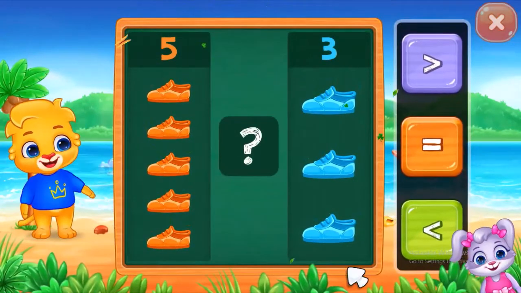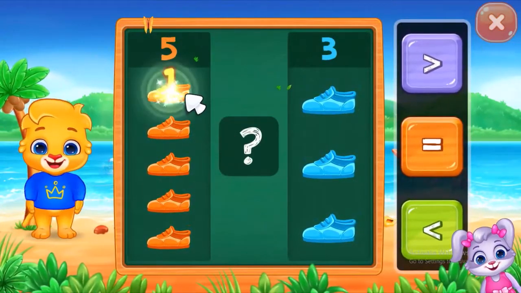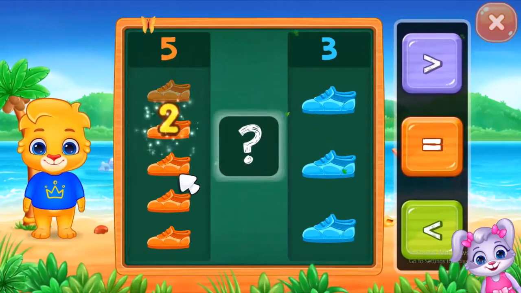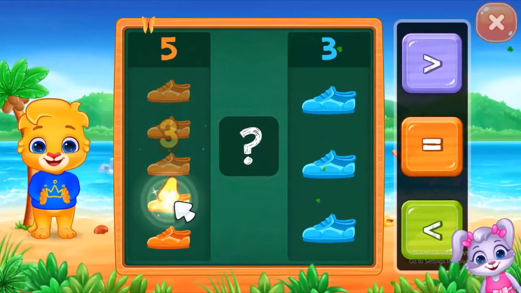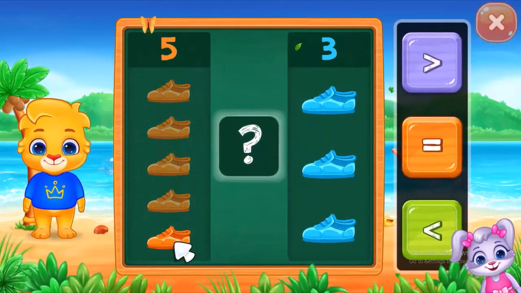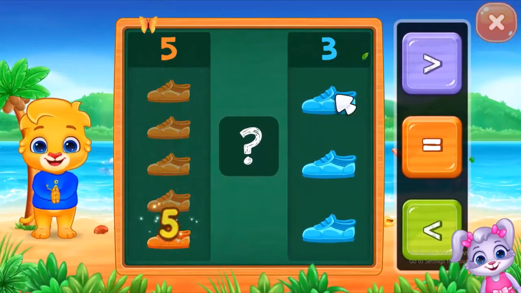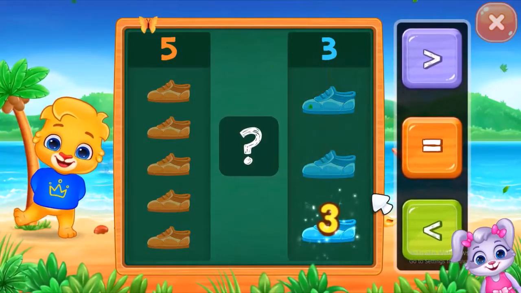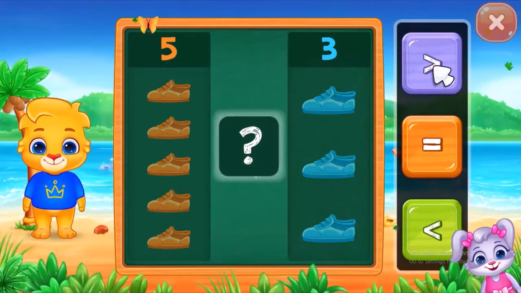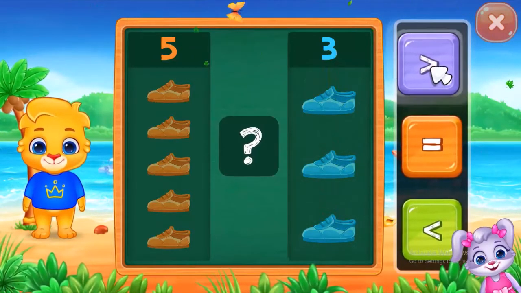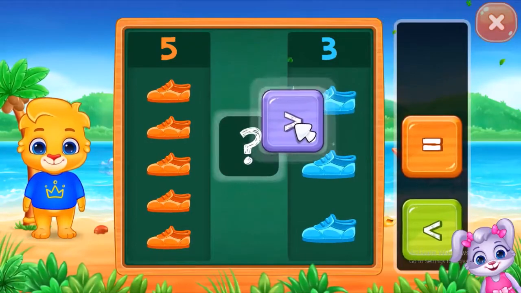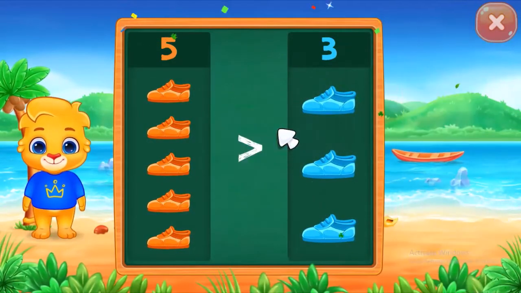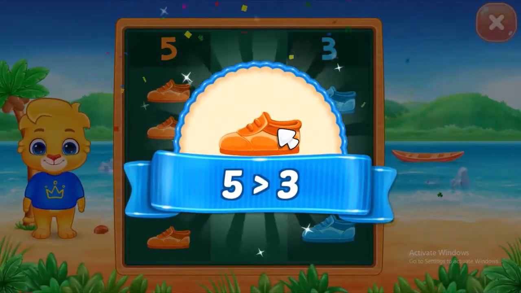Shoes. 1, 2, 3, 4, 5. 1, 2, 3. Greater than. Woohoo! 5 is greater than 3.